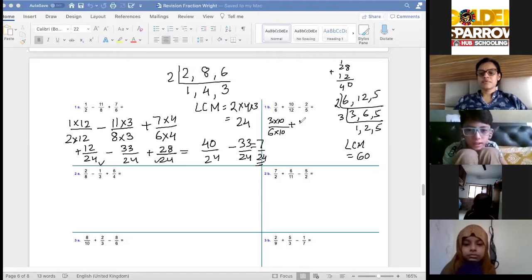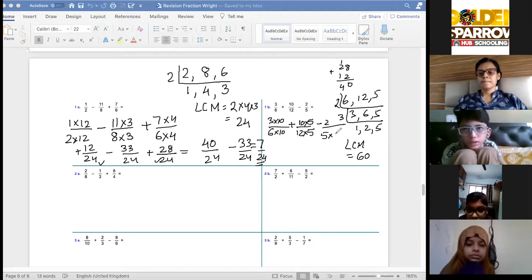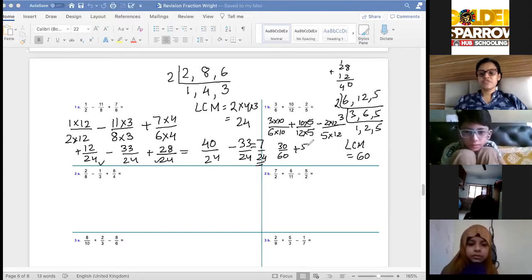And then 10 we will do. 12 into what will do? 5. 12 into 5 will be 60. So 10 into 5. Then minus we will do. 5 into what will be 60? 5 into 12 will be 60. So 2 into 12. Okay. So what is your answer? 30 by 60 plus 50 by 60 and minus 12 2s are 24 by 60.